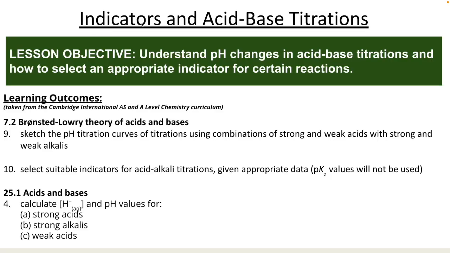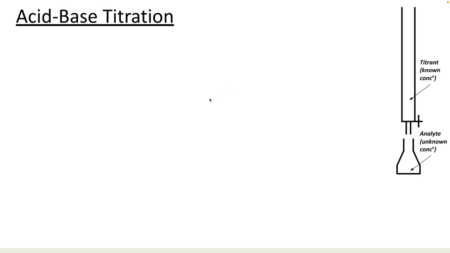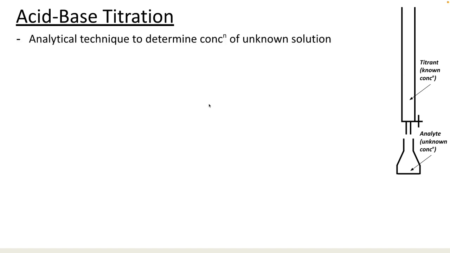Hello, let's continue Equilibria. Looking today at indicators in acid-base titrations. For our objective, we're going to understand pH changes in acid-base titrations and how to select an appropriate indicator for certain reactions. So a titration is an experimental technique that we've looked at previously before.